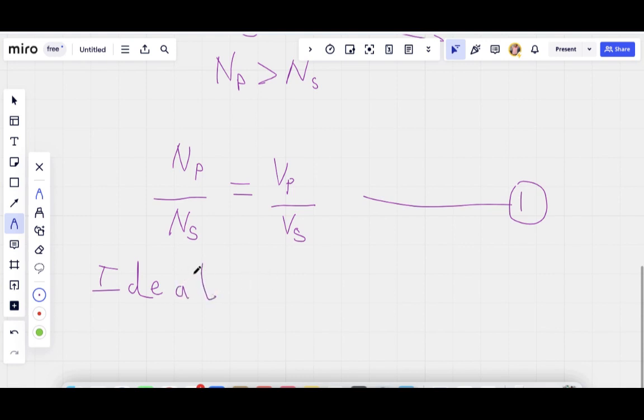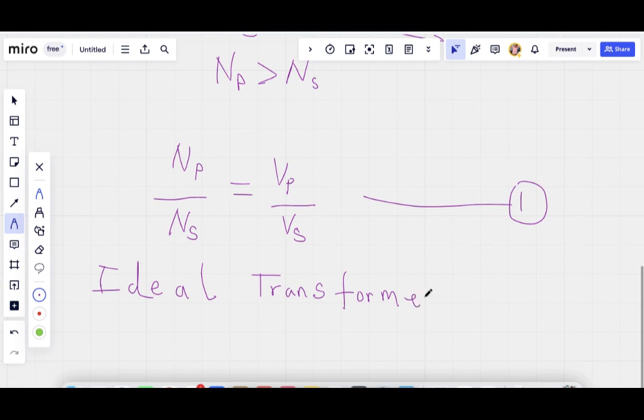Okay, when we design a transformer, we expect some losses to take place. But ideal is just for theory, for study, for calculation purposes. In practice, there is no ideal transformer. There is no transformer that is perfect. Ideal means you say something is perfect. There is no ideal transformer in reality.